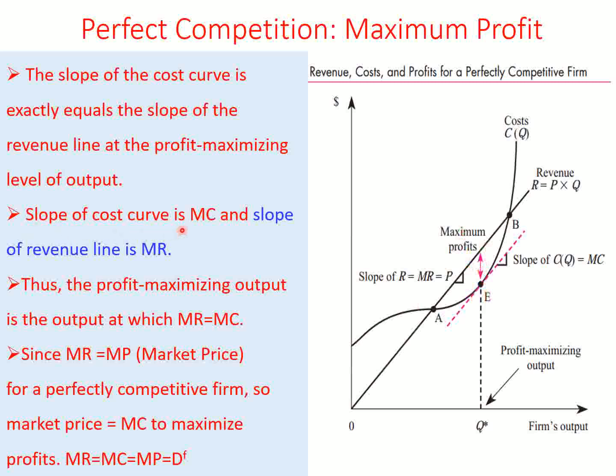The slope of the cost curve means marginal cost, and the slope of the revenue means marginal revenue. So this statement tells us marginal cost, that is the slope of the cost curve, equals marginal revenue, that is the slope of the revenue line. Thus the profit maximizing output is where marginal revenue equals marginal cost. Since marginal revenue equals market price for a perfectly competitive firm, market price equals marginal cost to maximize profit. Or marginal revenue equals marginal cost equals market price equals demand for a single particular firm.